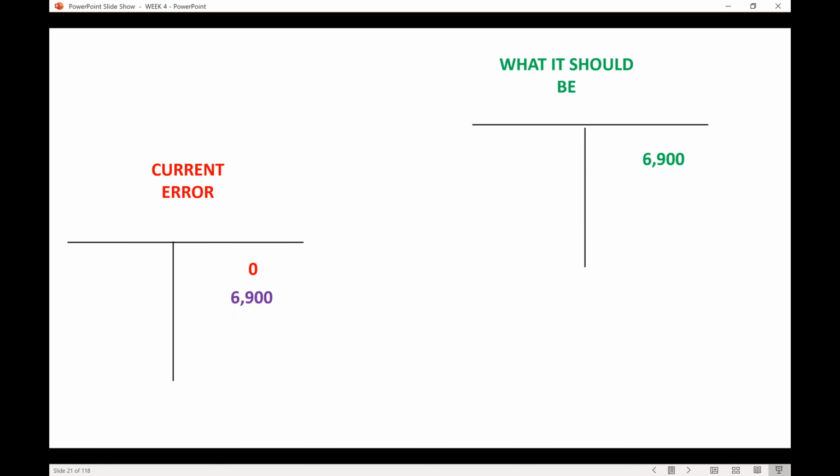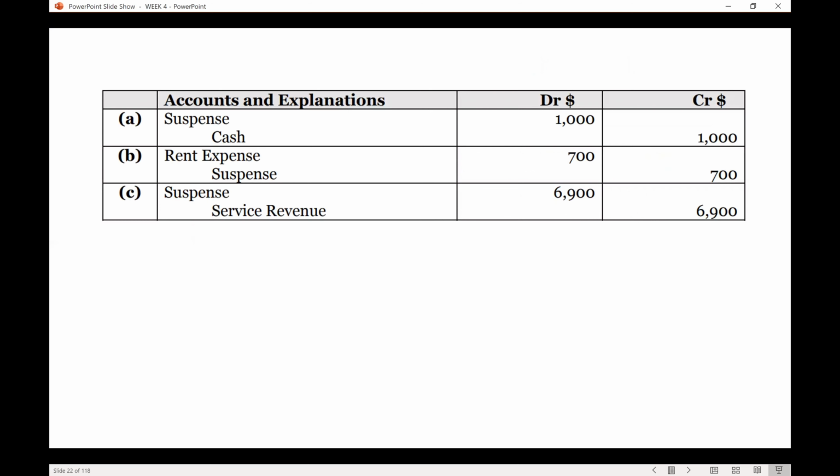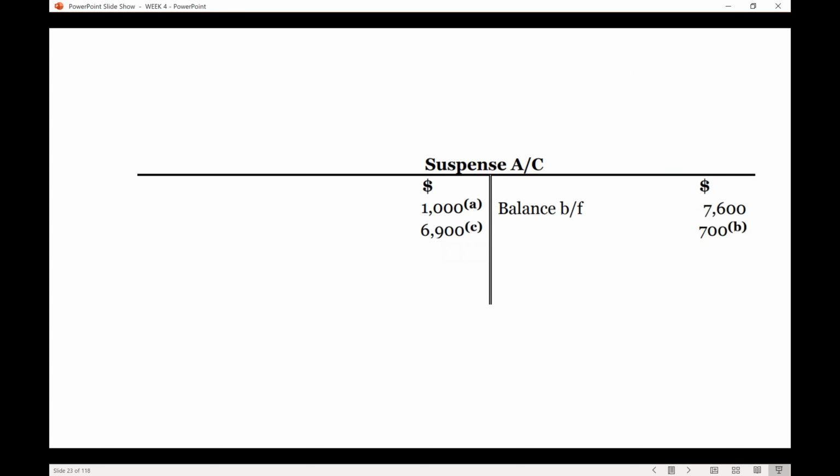So all we're gonna do is to post it, right? By crediting service revenue and debiting suspense $6,900, right? And this is how it looks in our suspense account. Let's move on to the next.